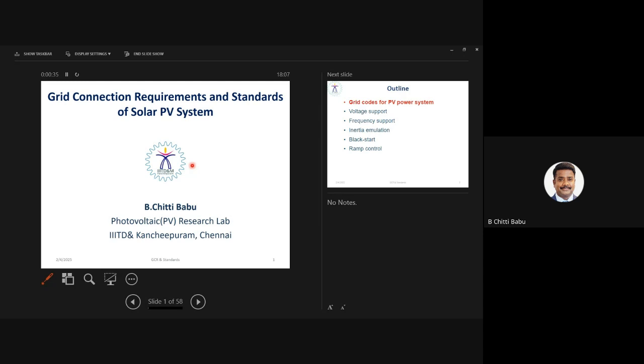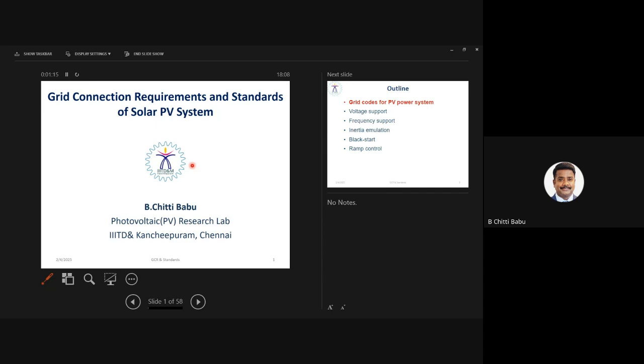In this session, I am going to highlight the importance of the grid connection requirements and the standards for solar photovoltaic systems. All of us know that the solar photovoltaic system is a very promising renewable energy source, and it is about 37% of the total installed capacity in India currently, made solely by renewable power generation, especially solar photovoltaic. With that, a lot of investment has happened, and the Government of India initiated a number of projects, grants, and power plants across India.